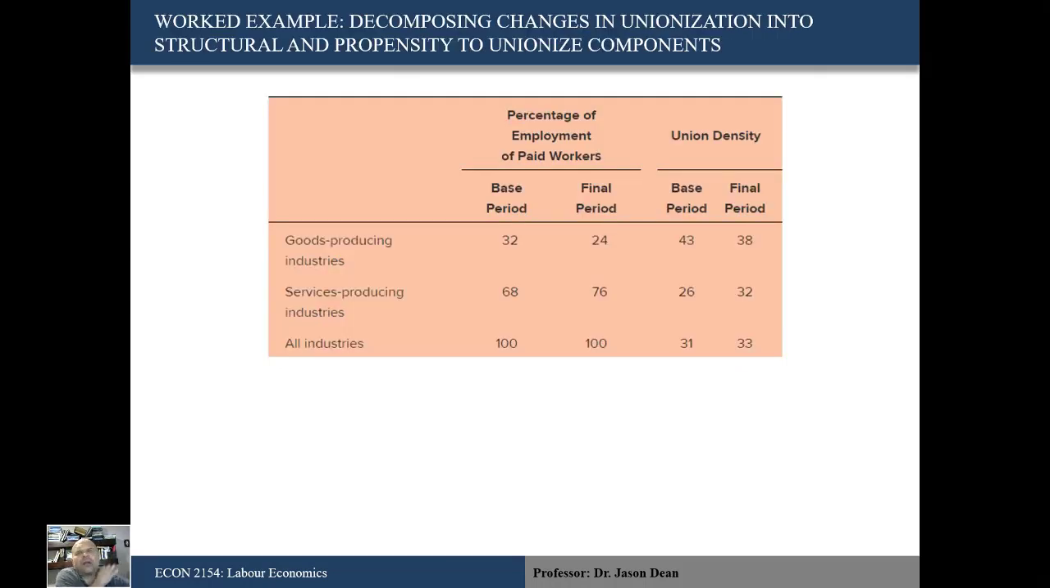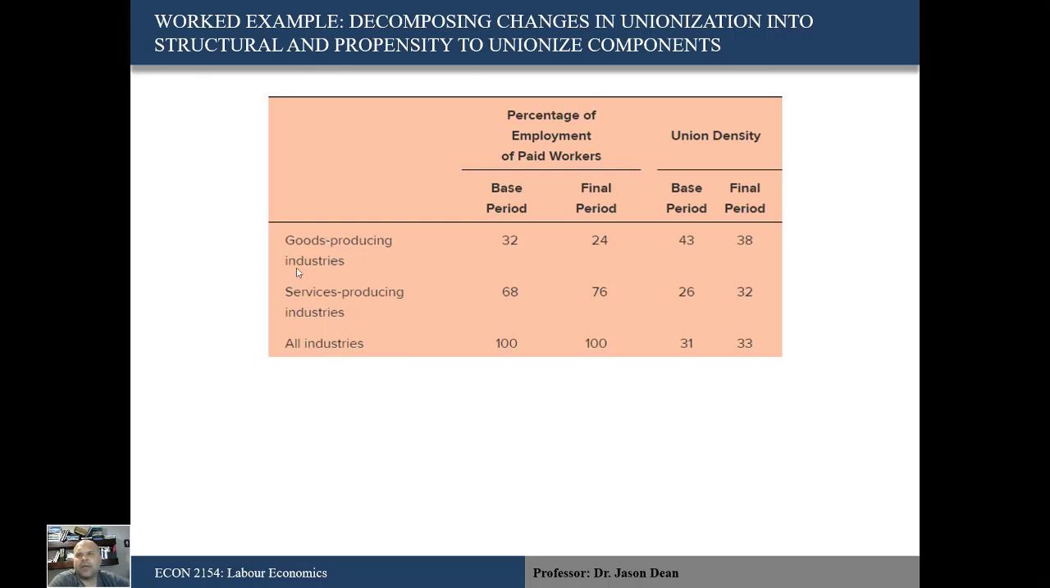This example will help us understand how much of the observed change in unionization over time can be attributed to changes in the structure of the economy and the labor force. The data here in the table show the composition of employment and union density by broad industrial group over the time period from the mid-1970s to the mid-1990s. So let's look more closely at this table.